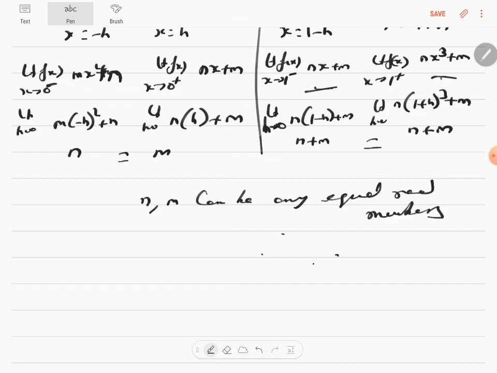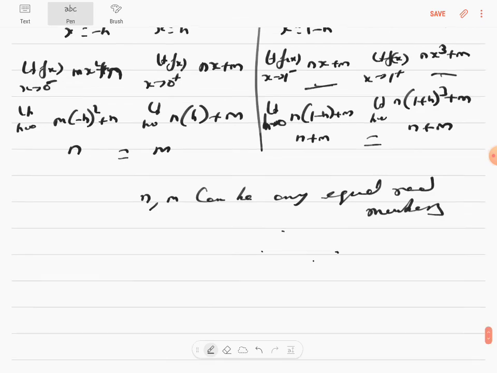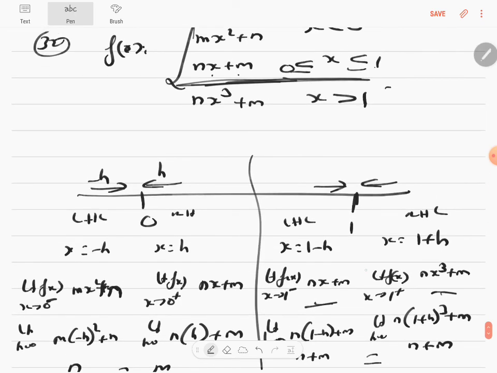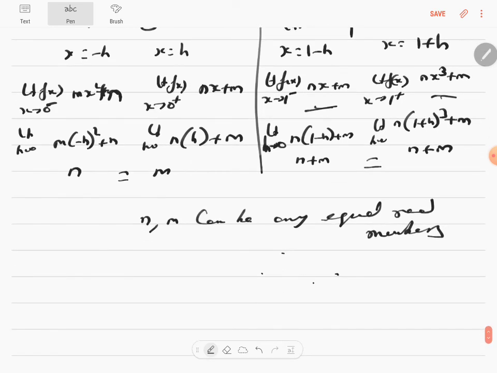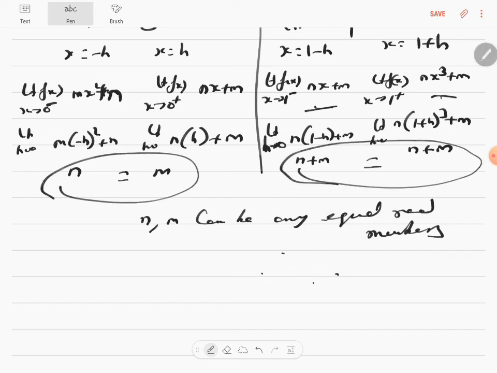They have given it themselves. It exists for what value of m and n? For every value of m and n, where m is equal to n, the limit exists. Are you clear? But that is about 0 only I have done. I have done 1 also. I have done everything in one shot. For this, the limit exists when n is equal to m. For this the limit is n plus m equal to n plus m, which means n is also equal to m. It can be any two equal real numbers. Are you clear? So that completes this exercise.